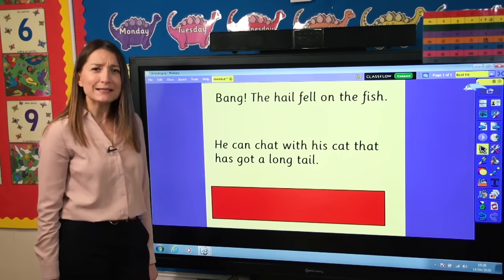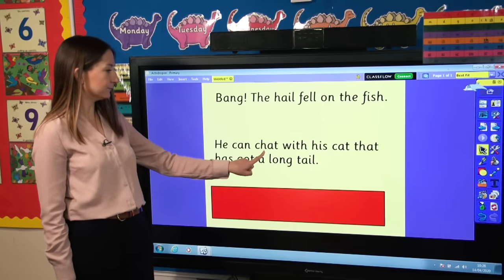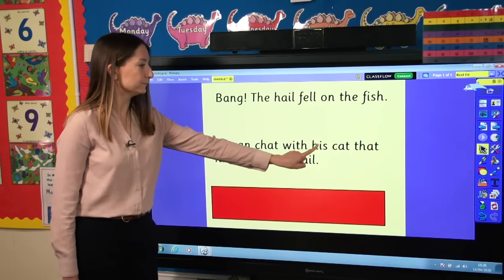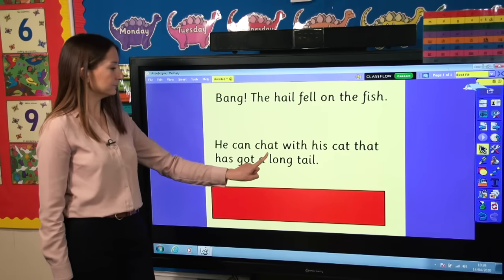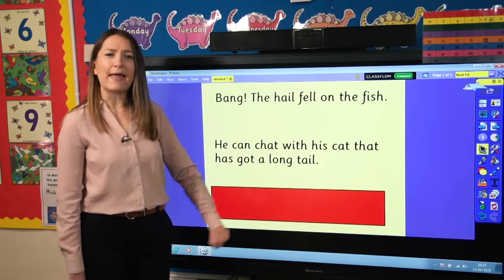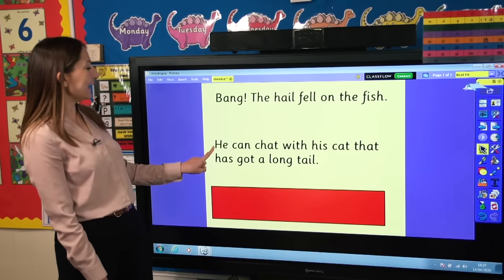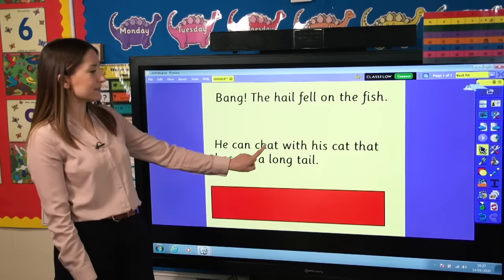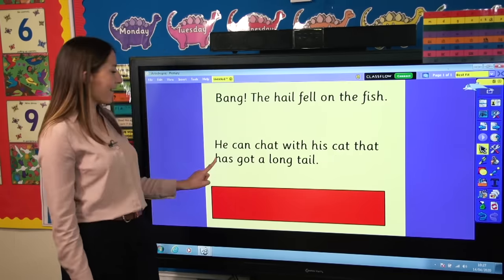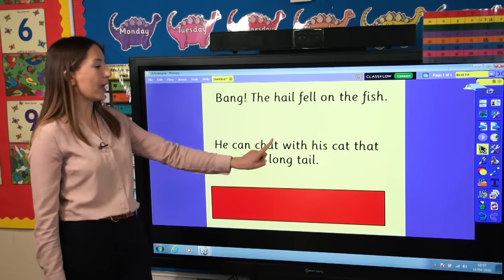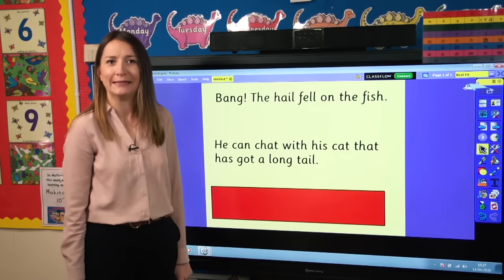Now, I want you to read aloud as I point to the words. Excellent reading. Now let's read the sentence together. He can chat with his cat that has got a long tail. I wonder what the boy was saying to his cat.